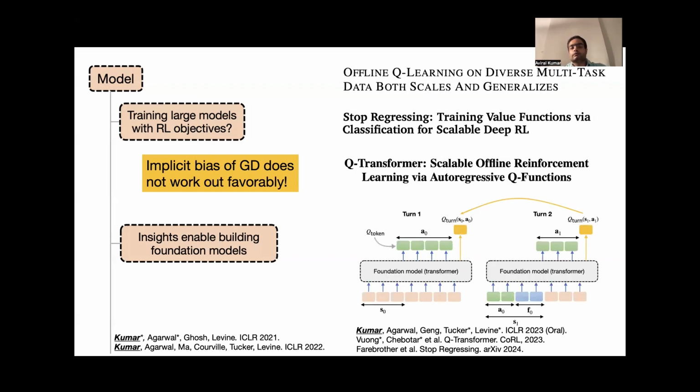This includes a lot of work that has been going on since the last couple of years, and is still going on, where we are trying to think about how to combine transformer models, or just generally large models, with value functions and reinforcement learning techniques in general.